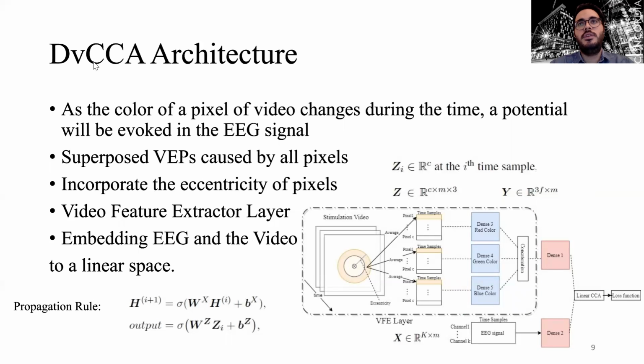As the color of a pixel of a video changes over time, a potential will be evoked in the EEG signal. Our goal is to find the superposed VEPs caused by all pixels. Eccentricity, which is the distance of the pixel from the focal point, has a high impact on the intensity of the evoked signal. The focal point is the point where the subject has to stare. The further the movement is from the center of attention or focal point, the less impact it has on VEP. As shown in the picture, we group the pixels of each RGB layer based on their eccentricity.